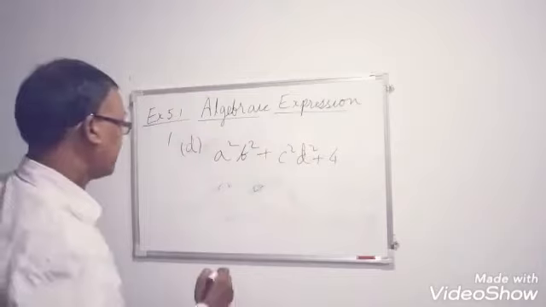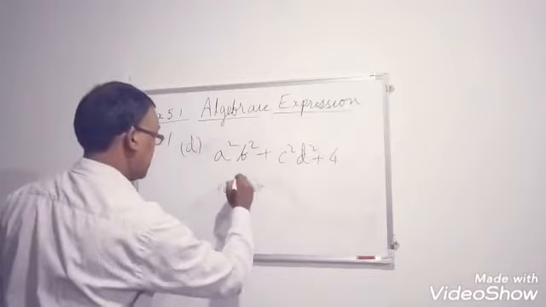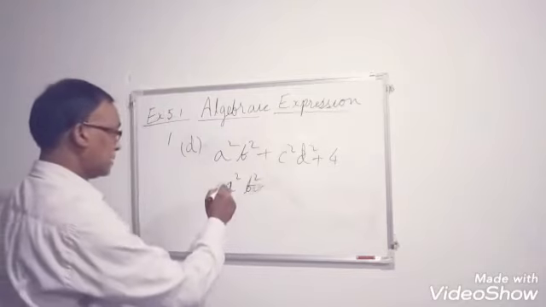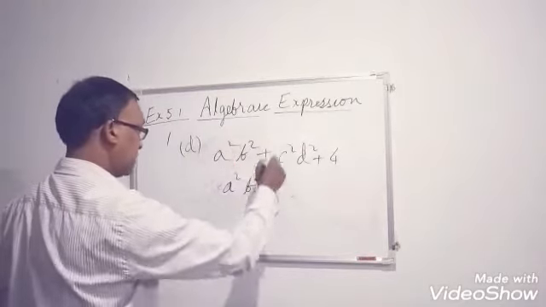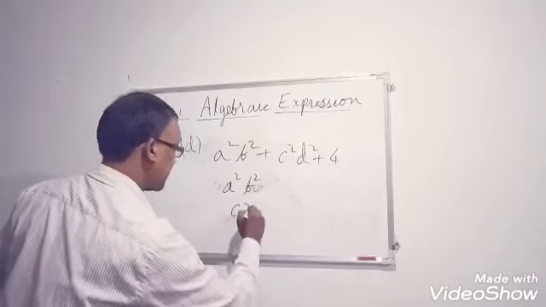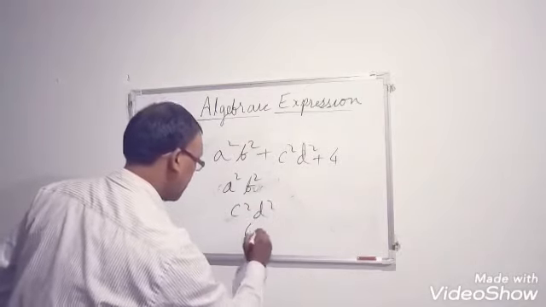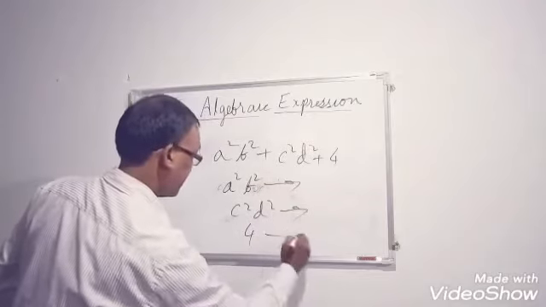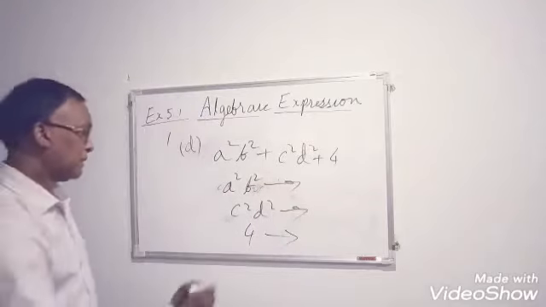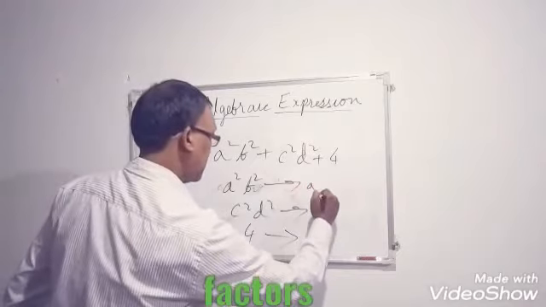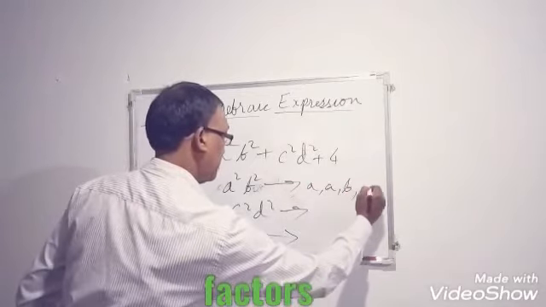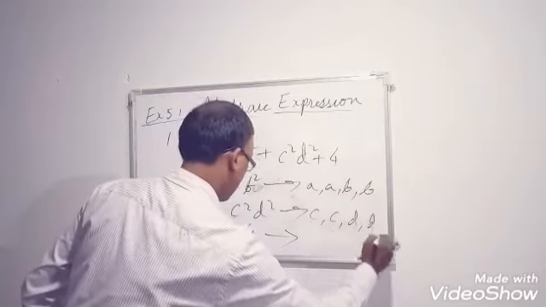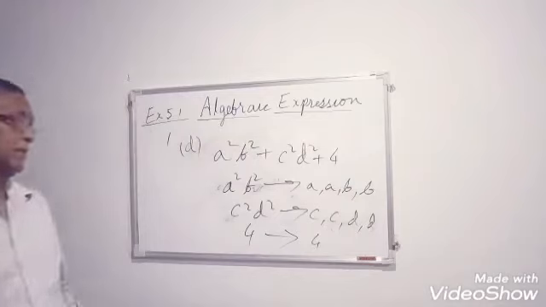So if you see here, first a squared b squared, these are the first term I have written. Again the second term, what is there here, this, then the third term. So what are the factors? a, b, b. Same way, c, d, d, and here 4.